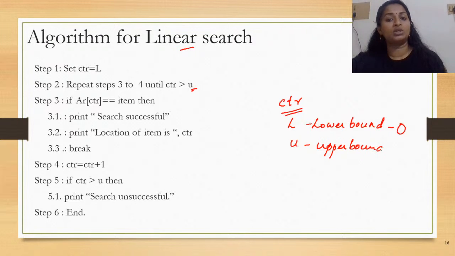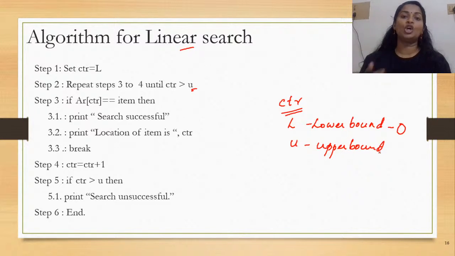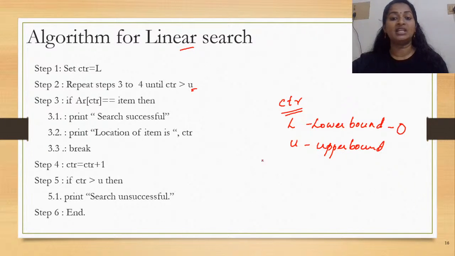What would be the upper bound? The very last position or the index value of your list. And you have the name of the list as AR, capital A and small letter R. So let's start with the algorithm.